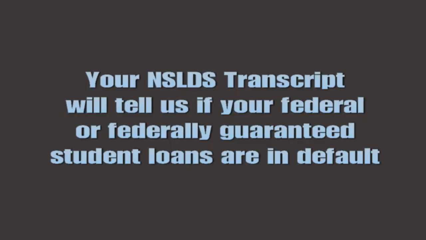So first, let's talk about what it means to be in default. And again, some different rules apply, but generally, for most of the federal or federally guaranteed student loans, if you're more than 270 days late, it's very likely you're going to be in default. Now, Perkins loans have a shorter default period, but for most loans, it's 270 days. What I do is I look at the NSLDS transcript, and that's a place you can go to get a transcript of the portfolio of your student loans. We can see, looking at that transcript, whether or not your loans are in fact in default.